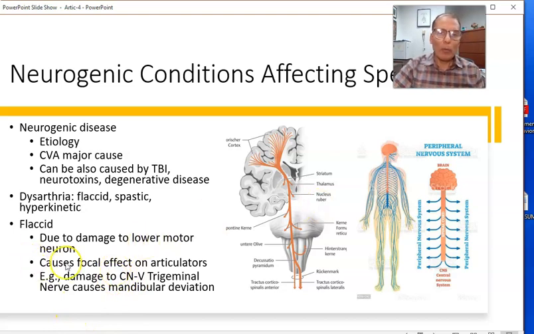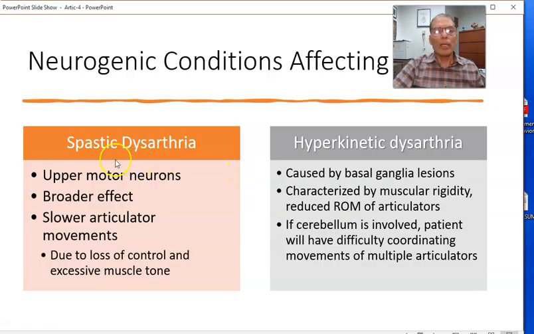For example, one person might just have one nerve dysfunction and affect the areas on the muscles that the nerve is communicating with. So then we have spastic dysarthria and we have hyperkinetic. Spastic, from spasticity, means kind of rigidity.